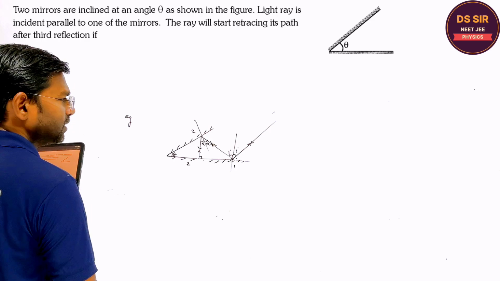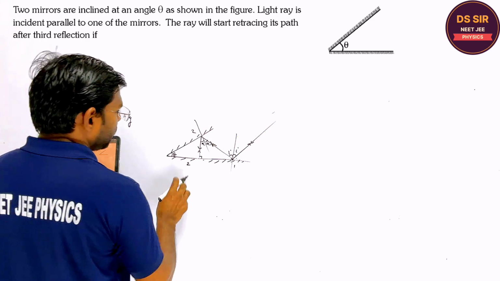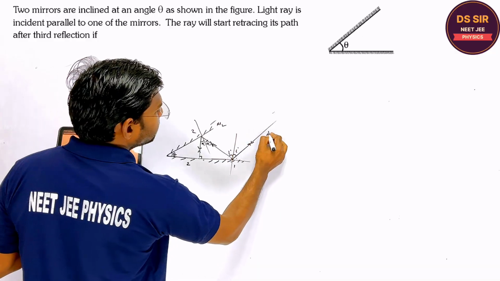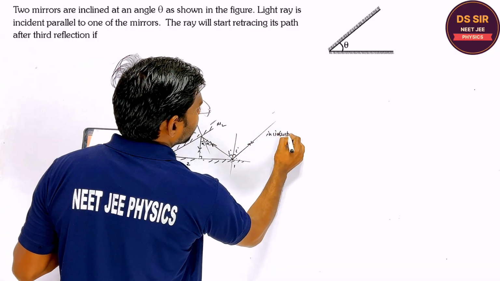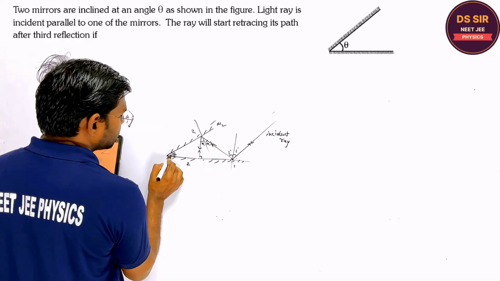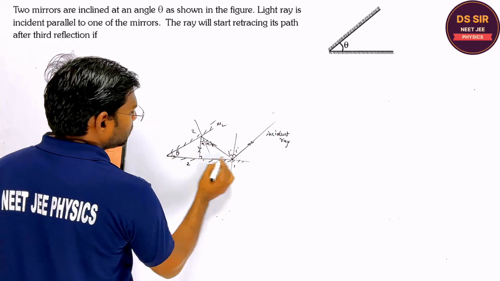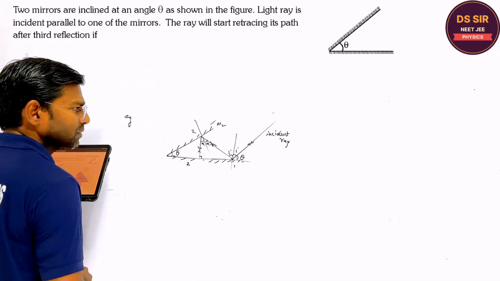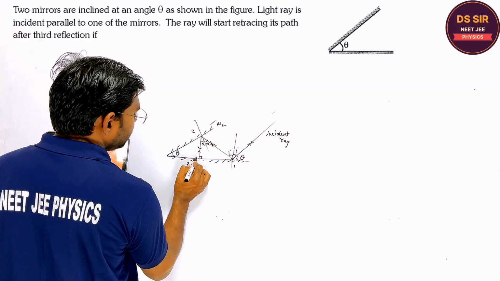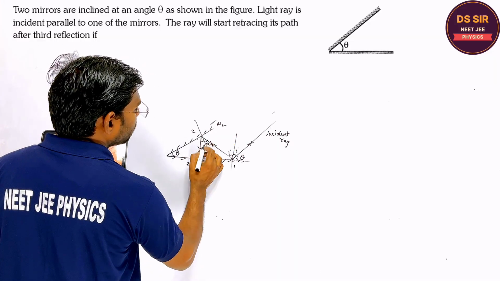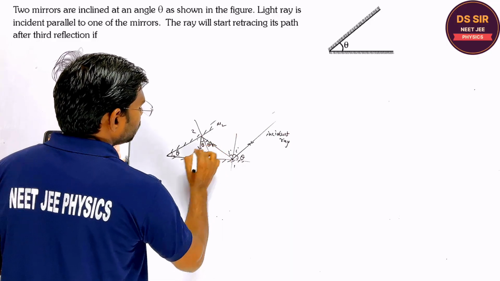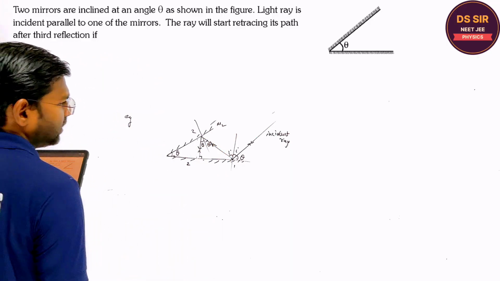Say alpha. So if the mirror M2 and the incident ray are parallel, this angle is, suppose, theta. So this angle must be equal to theta. So how to solve this? If this is theta, this is 90 minus theta, and therefore this angle must be equal to what? Theta. Is it clear or not, you tell?